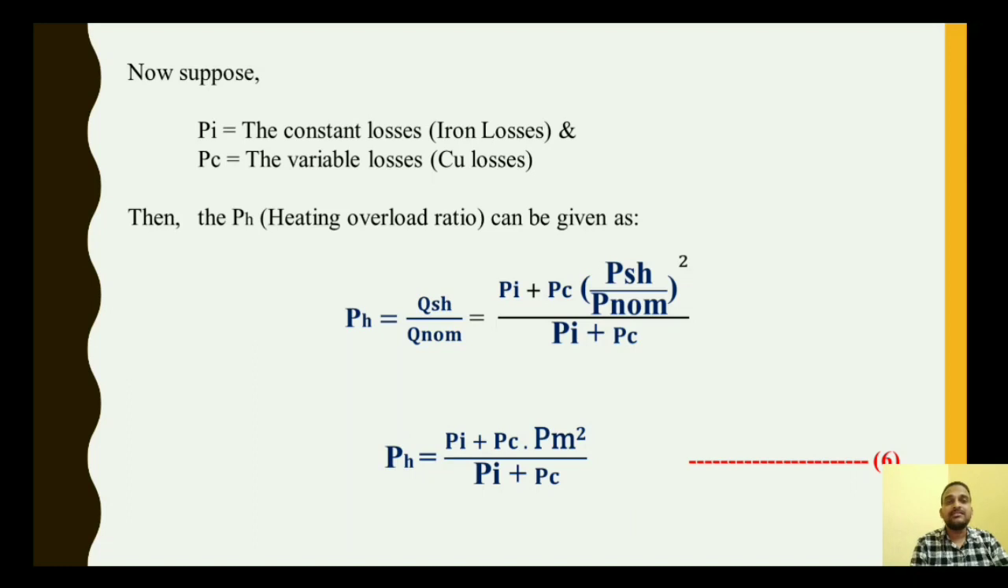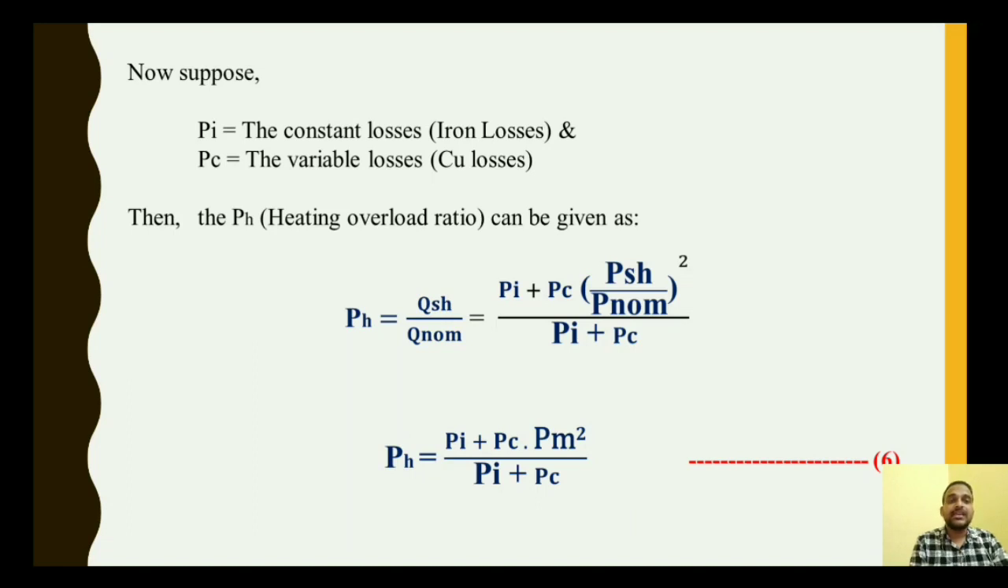Again, P_C is the variable loss, that is the copper loss. Why is the copper loss variable? Because copper loss depends on the current, and the current depends on the load. As the load gets varied, the current also gets varied. As the current varies, the copper loss is not constant, so it is considered to be variable in nature.